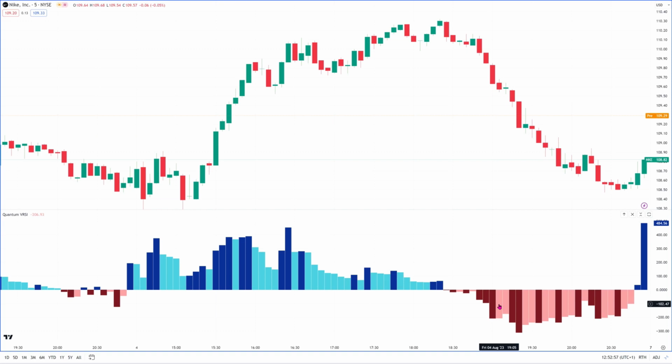So that's the second element. The third element, which is absolutely key, is the height of the pressure bars, because height denotes pressure. The higher the pressure, the higher the bar.